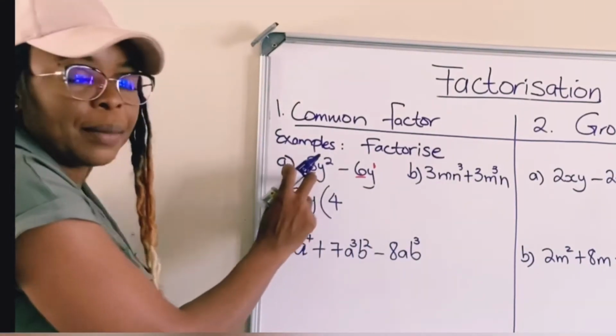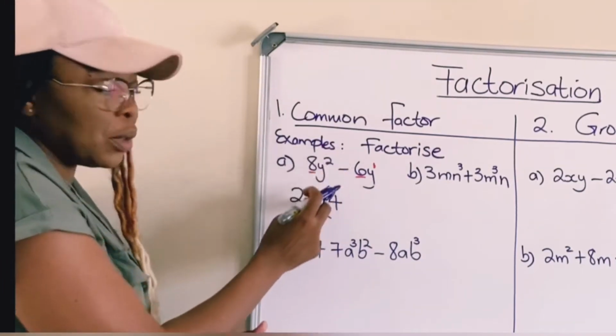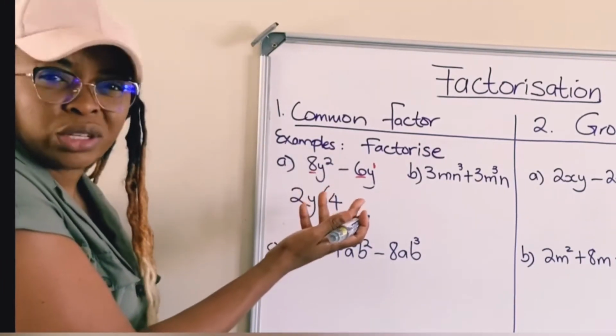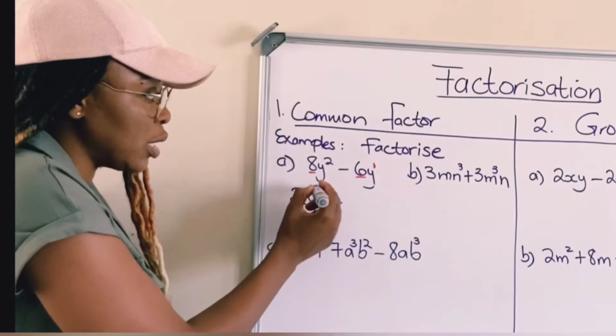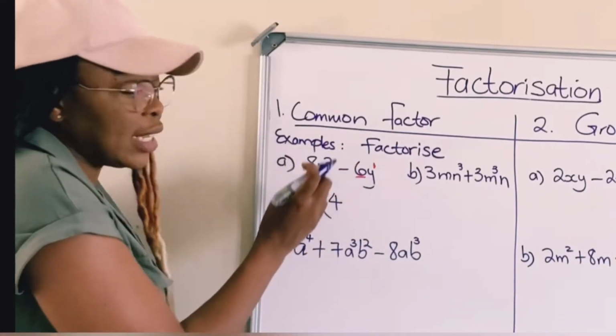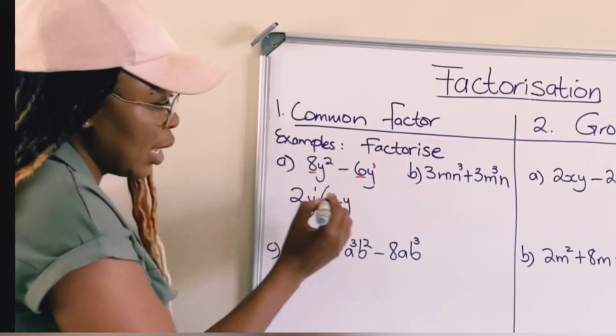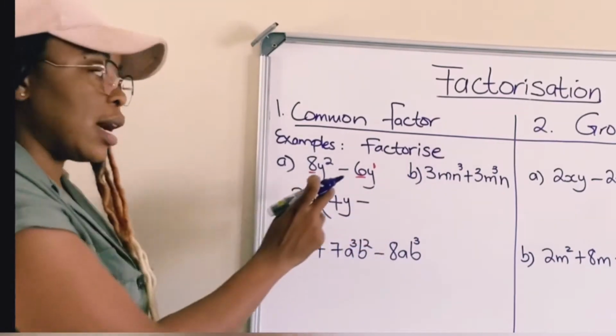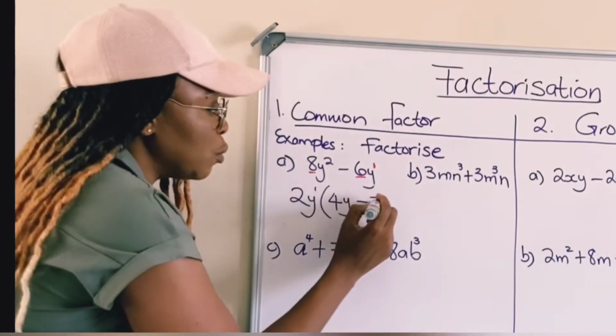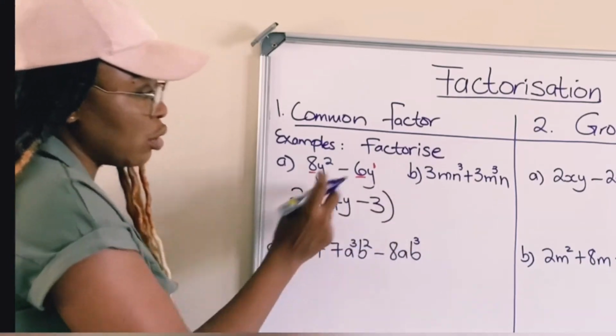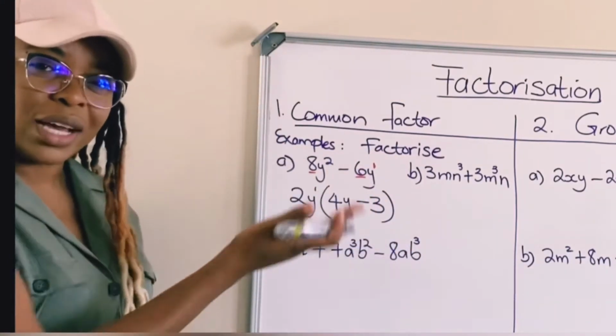We divide the number, 8 divided by 2 gives us 4, and we subtract the powers because that's what we do in division. So we are going to subtract the power. Remember, there's a 1 here, and if I take 1 from 2, I'm left with just y. Then I write down my minus. Then I ask myself, 6 divided by 2 gives me 3. Then the y is already outside because 1 minus 1 is nothing. So y is already represented outside.